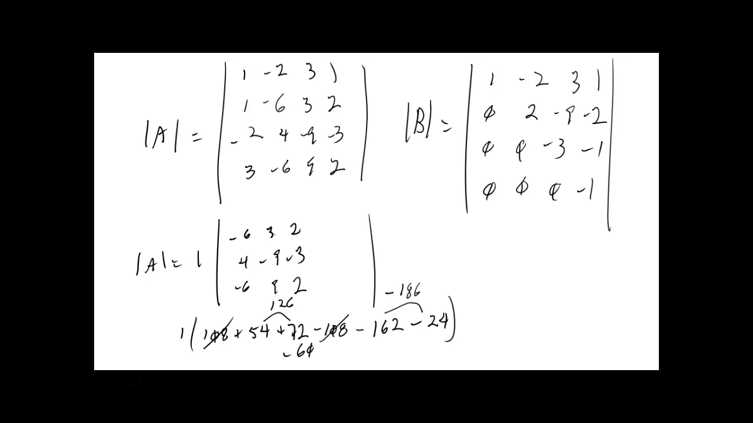Note that A and B have the same value. Also note that we obtain matrix B from matrix A by adding multiples of the first row to the second, third, and fourth rows.